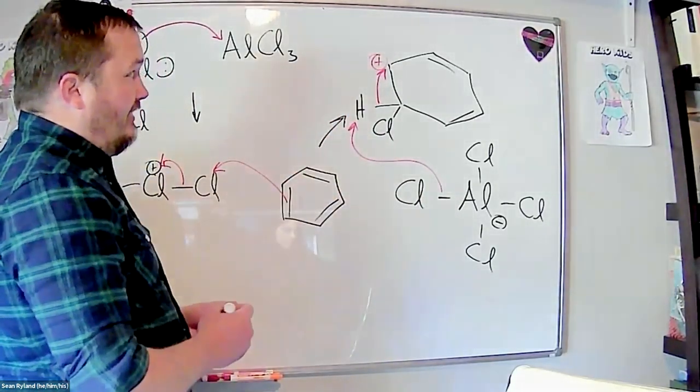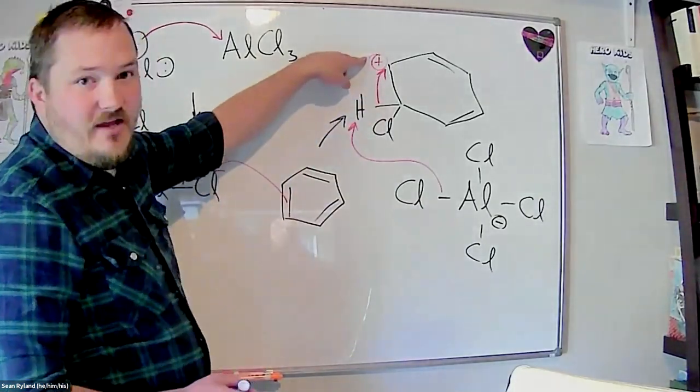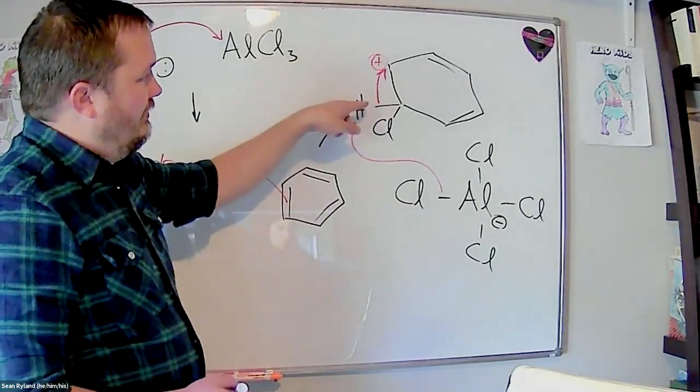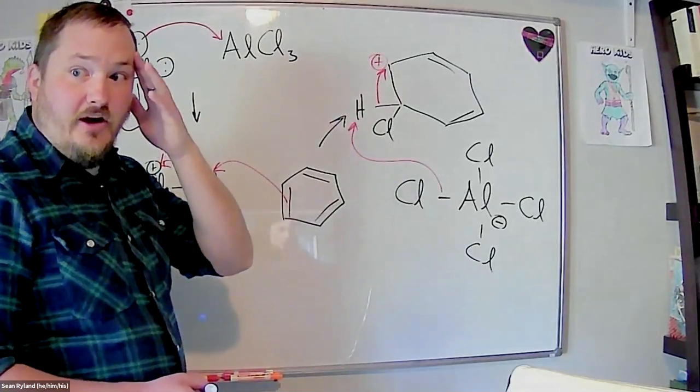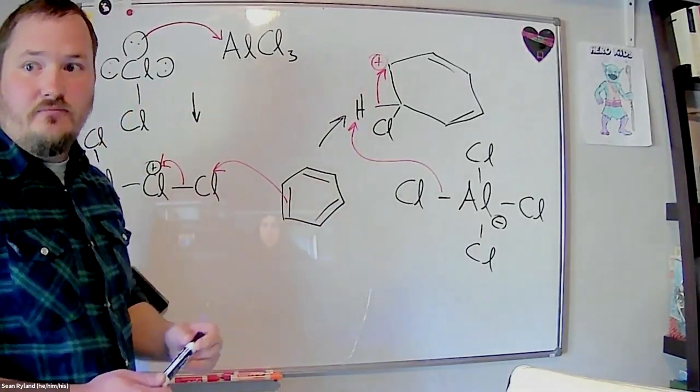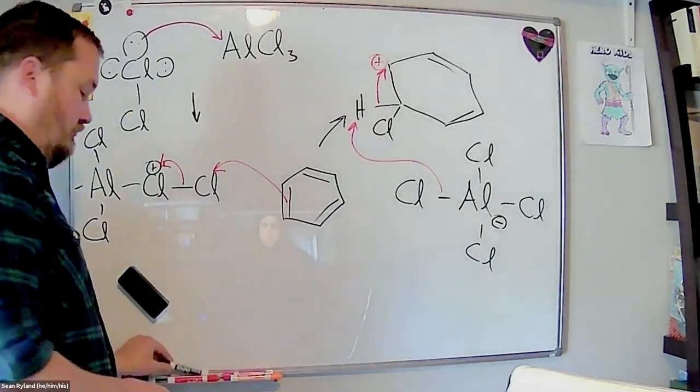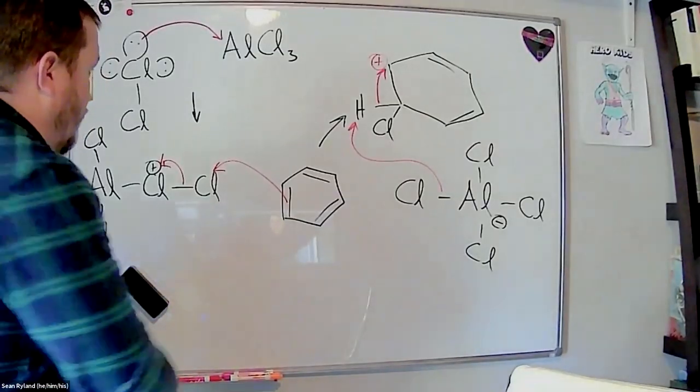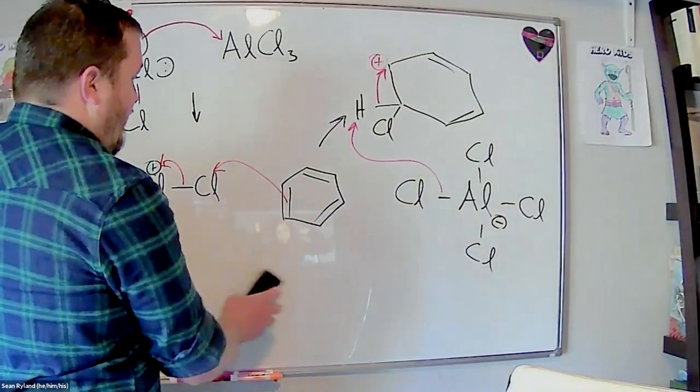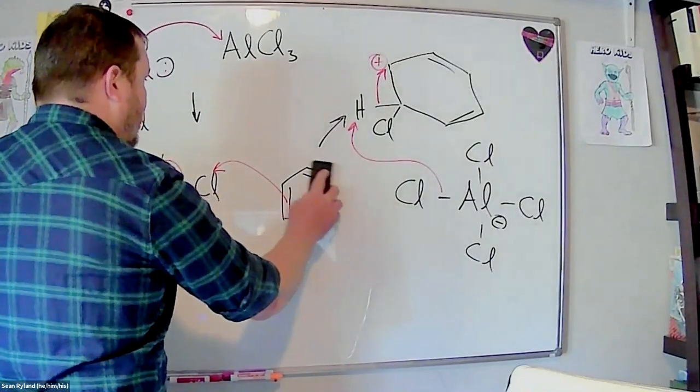And so our final product here is we wind up remaking the benzene ring. We lose a hydrogen and replace it with a chlorine. So we made chlorobenzene. And so let's see, I will clear space here just to draw a final product.